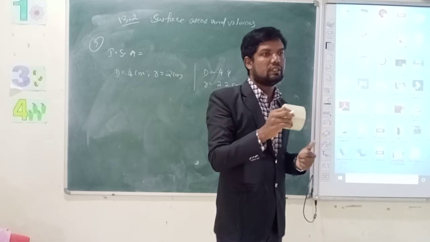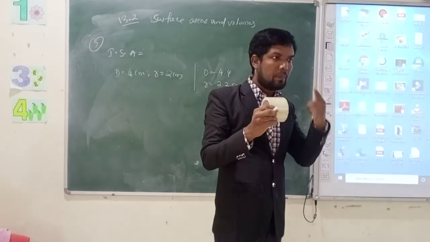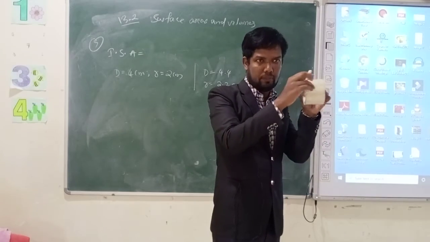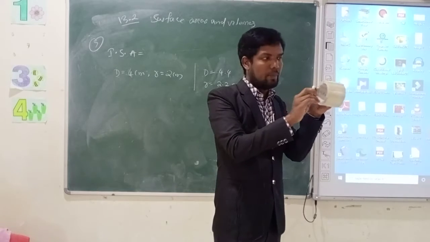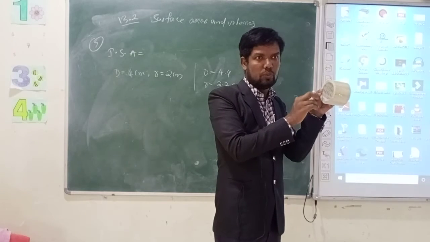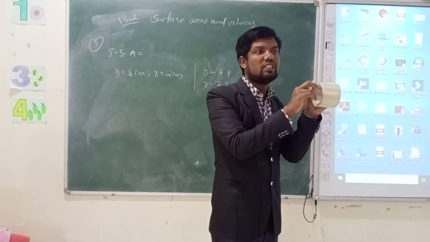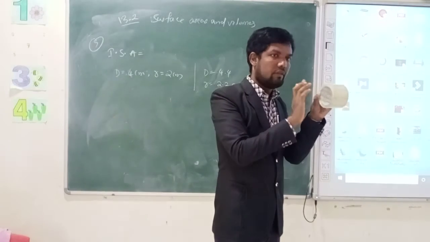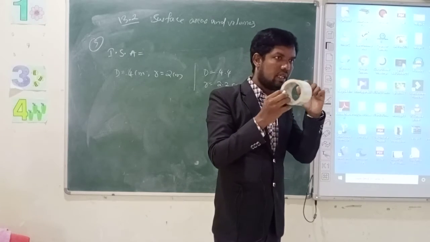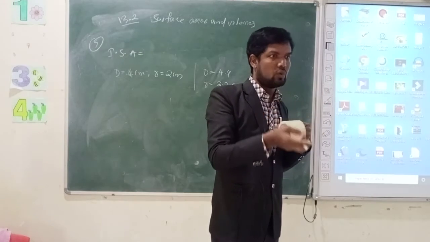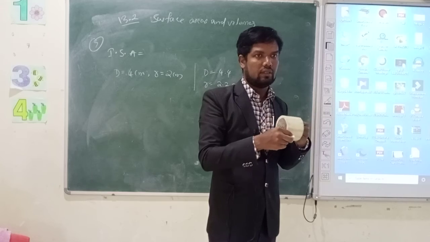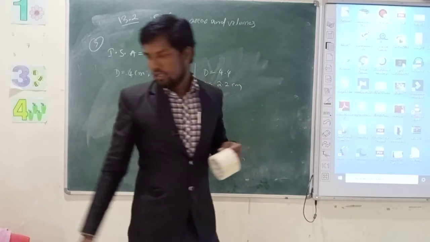First we have to add the inner surface area, outer surface area, plus the area of the base rings. Area of this base ring is pi into capital R square minus small r square. Clear? For that I'll tell. First we will start with the inner surface area and outer surface area, then we can add. Clear? Okay, now we can start here.